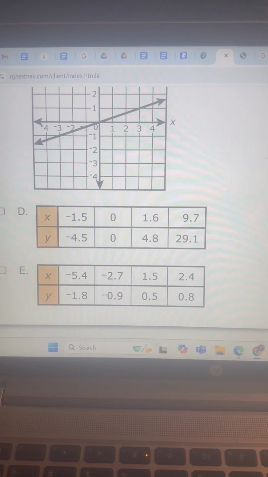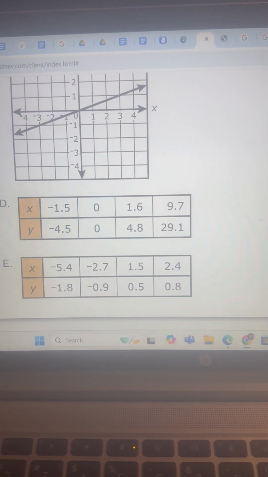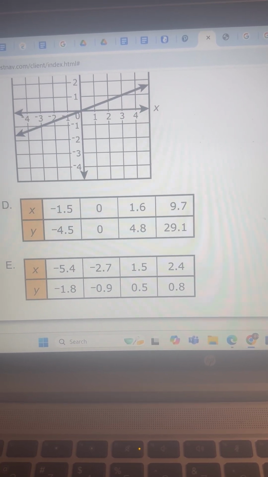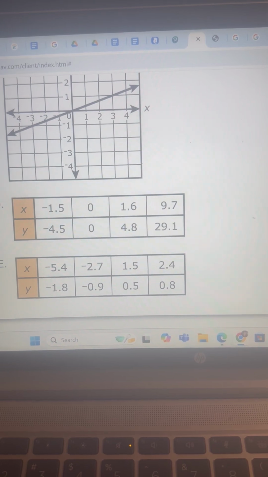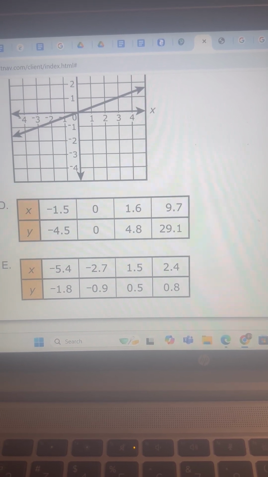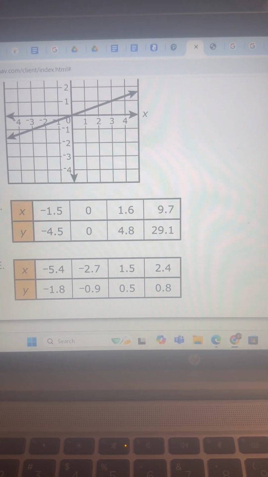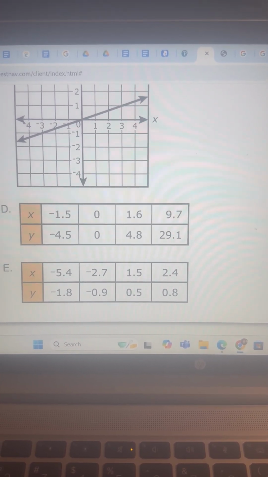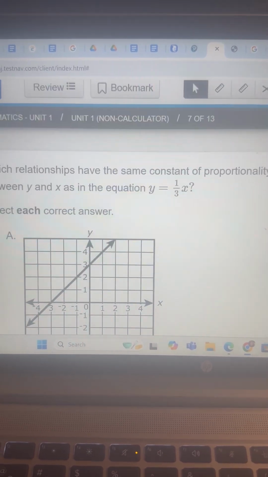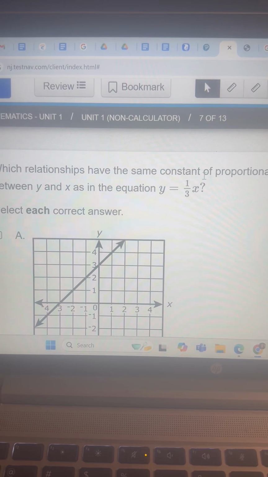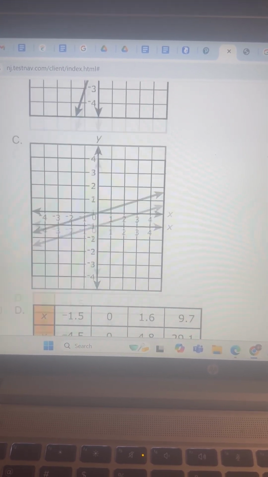However, if you're looking at option E for this table, y is negative 1.8, divided by x, which is negative 5.4. That will give you 0.333 repeating. That's the same thing as 1/3. So this table represents 1/3 as the constant of proportionality. So our final answer here was C and E.